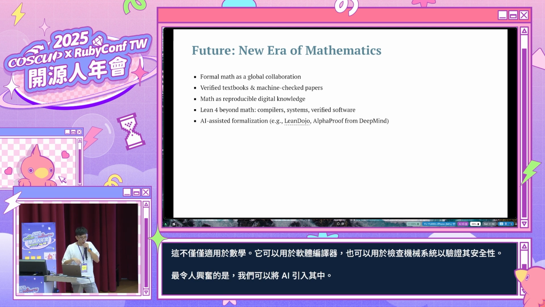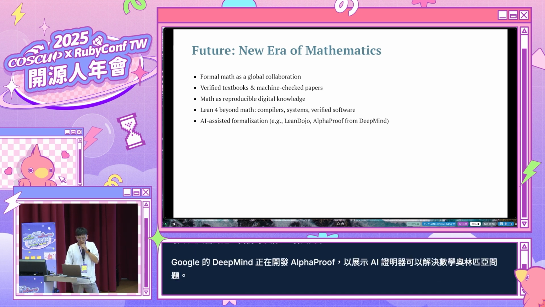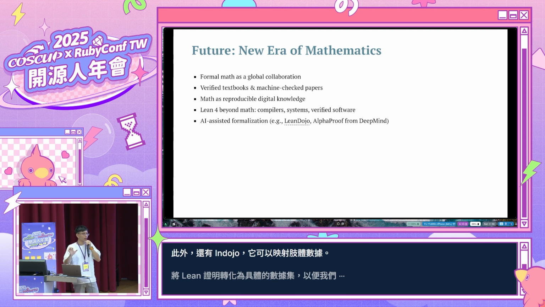DeepMind from Google is currently working on AlphaProof to show that Lean and AI provers can solve math Olympiad questions. And there is also LeanDojo. It maps Lean's proofs to a concrete data set, so that we can train large language models to learn it and then help people prove things, even things we have no idea about.